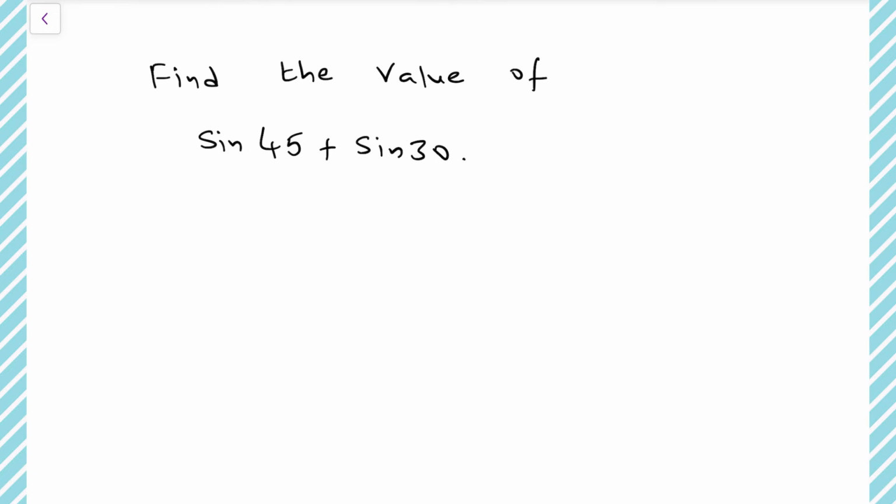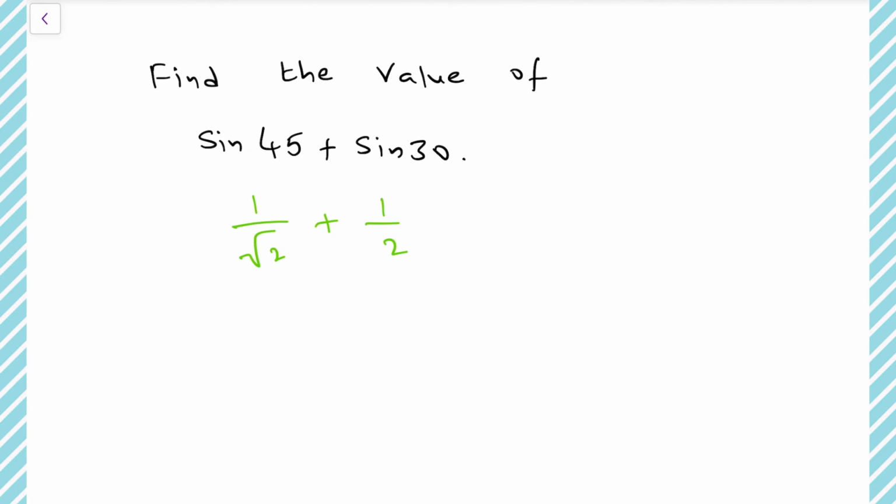Next one. Find the value of sin 45 plus sin 30. So in this case, it is compulsory to remember all the values of the trigonometric ratios of 0 degrees, 30 degrees, 45 degrees, 60 degrees and 90 degrees, of all the 6 ratios. Sin 45 is 1 by root 2 plus sin 30, 1 by 2.